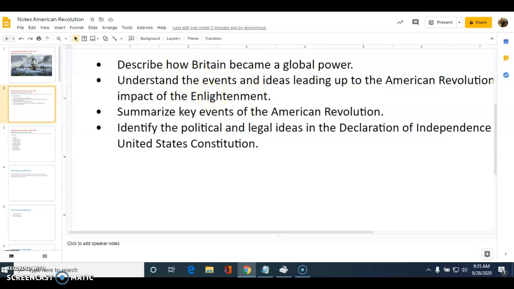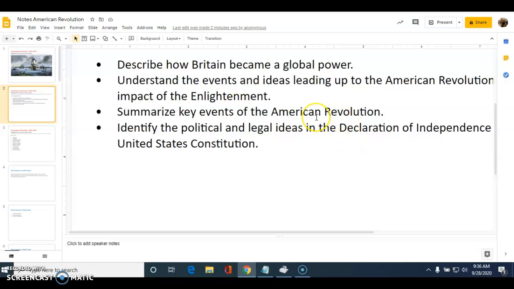The biggest event that changed British policy toward the colonies was the French and Indian War, which was fought in North America. So we'll be talking a little bit about that, even though the text doesn't go into it, because it's very important. The French and Indian War led Britain to make some decisions that upset the American colonists.